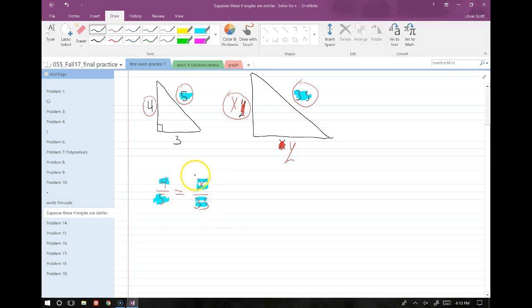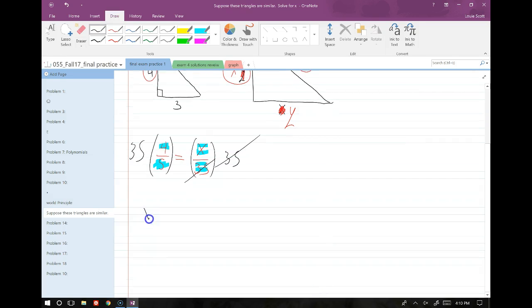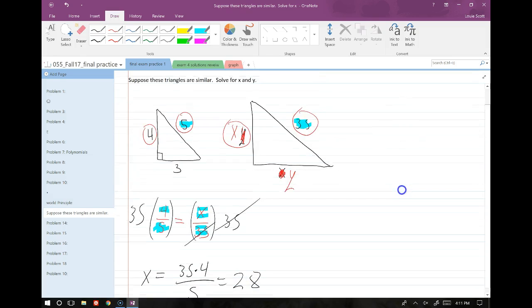Okay, so for this one, to solve for x, all we need to do is multiply both sides by 35. That's going to cancel the 35 in the denominator over here. And we're going to have 35 times 4 over 5. So that is 7 times 4. Oh, nice. That's weird, I calculated something wrong there. All right, so 28 is what we get for x.